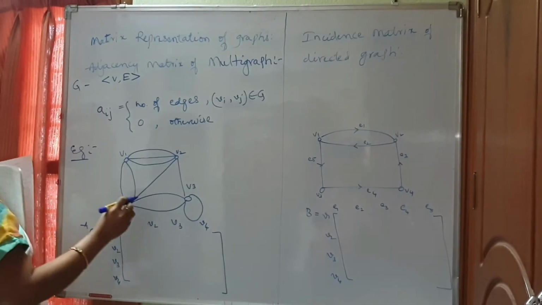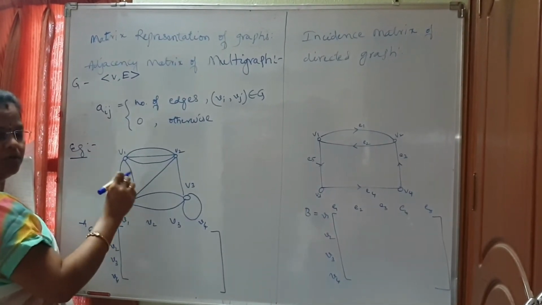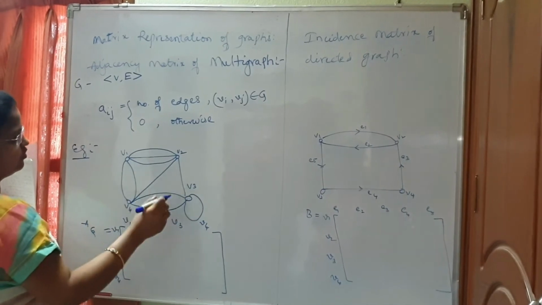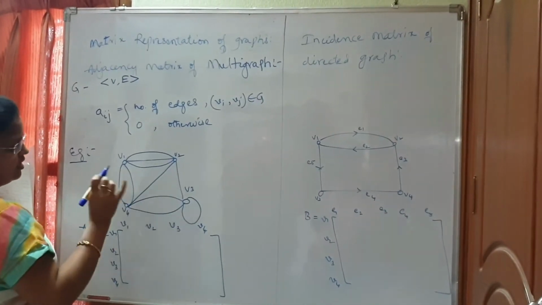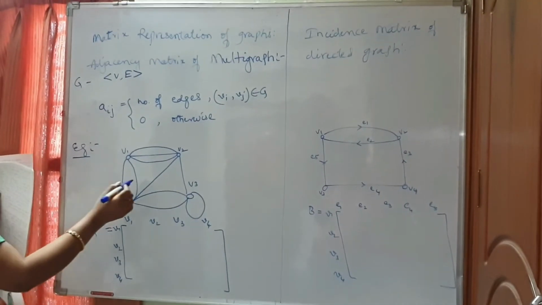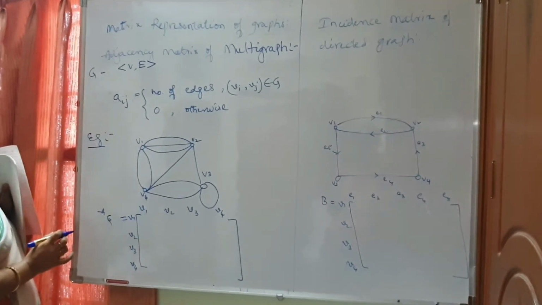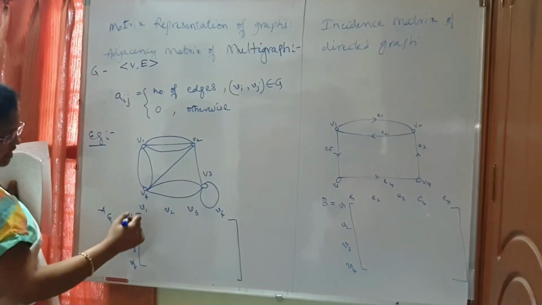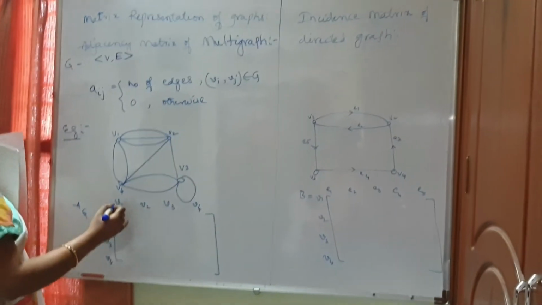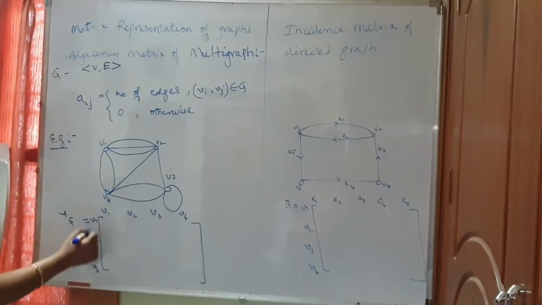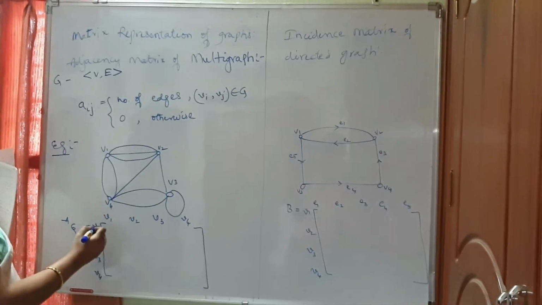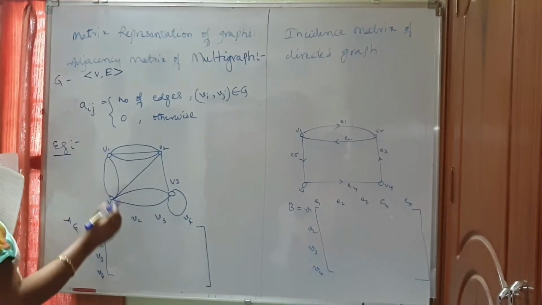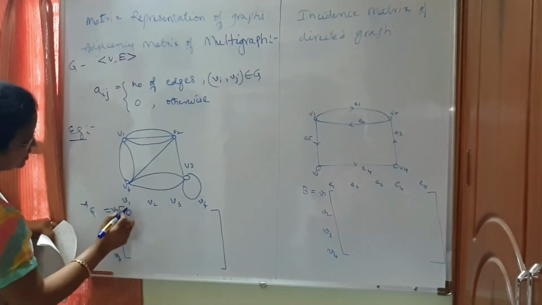Now here I am going to consider an example. This is a multigraph, an undirected multigraph. Here we have 4 vertices and I have drawn the graph. Now I am representing this graph in the adjacency matrix form. Similarly to the previous case, I have considered the vertices V1, V2, V3, V4 as rows and columns. From vertex V1 to V1, here we have no loop. Therefore the entry is 0.